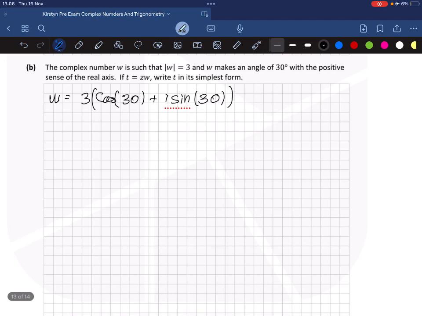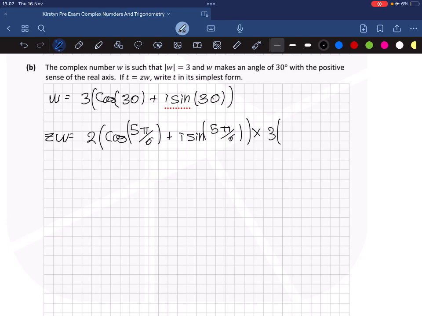When we do this, we're going to have that z times w is equal to 2 times the cosine of 5 pi over 6 plus i sine 5 pi over 6. And this gets multiplied by the original. So this is going to be multiplied by 3 times the cosine of pi over 6 plus i sine pi over 6.